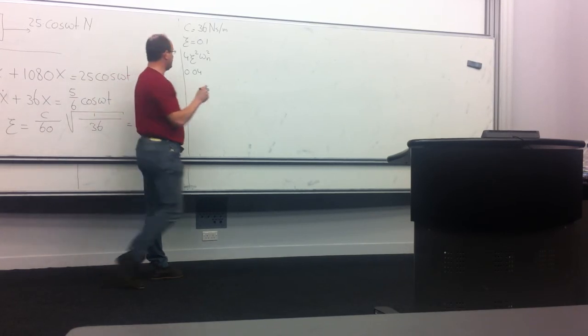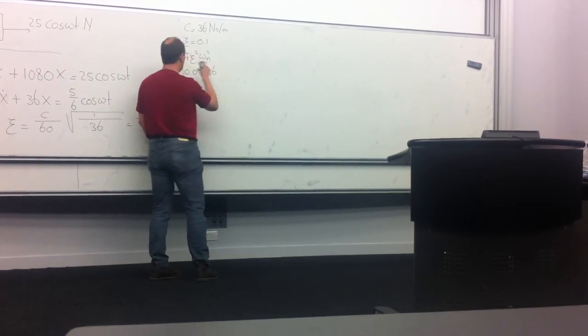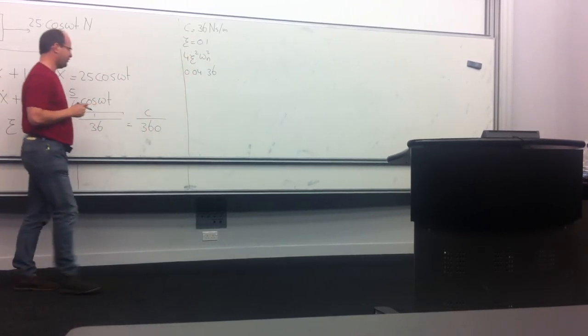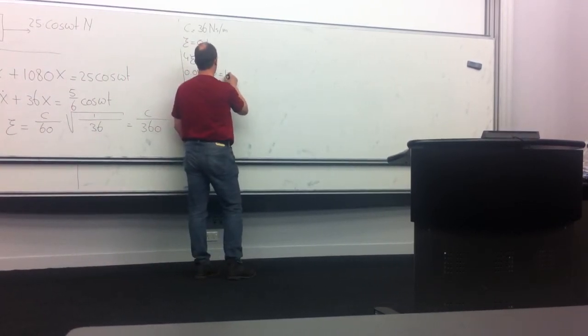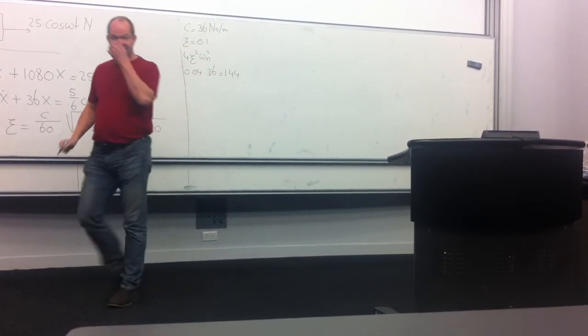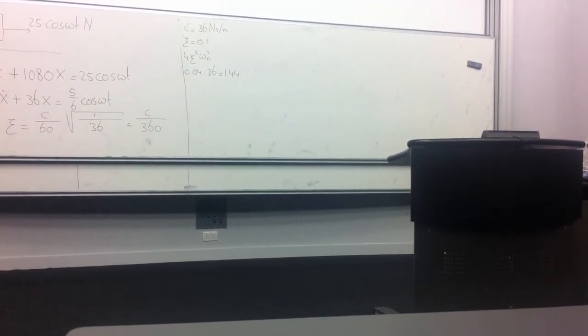Omega n squared is 36. So you got 0.04 times 36, which obviously is equal to 1.44. So 4 theta squared times omega n squared is 1.44.